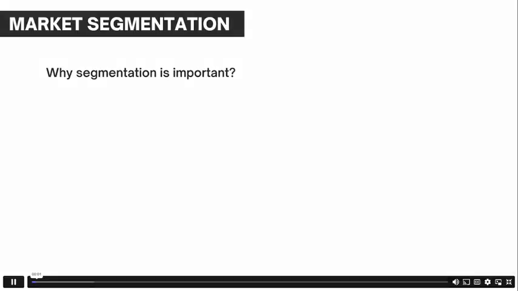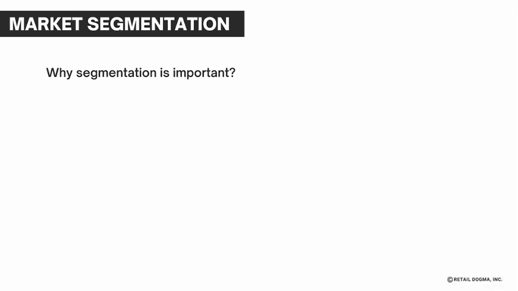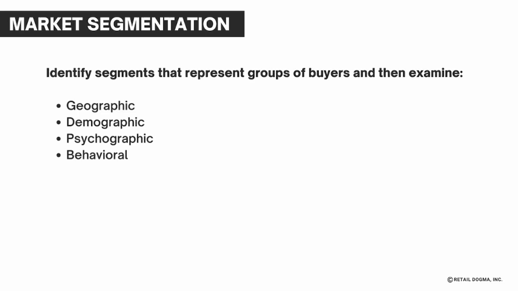One of the biggest mistakes that we see often in retail, especially in companies that end up struggling, is trying to be everything for everyone. However, a company can rarely satisfy everyone, especially a retail business that has to develop or source thousands of different products. Instead, retail companies should study the market and identify segments that represent groups of buyers, then examine geographic, demographic, psychographic, and behavioral differences among those buyers, and then decide which group represents its perfect target market.